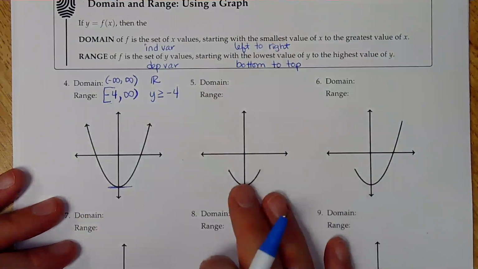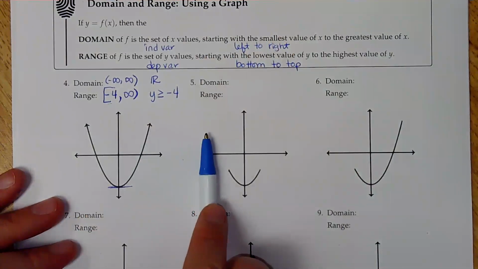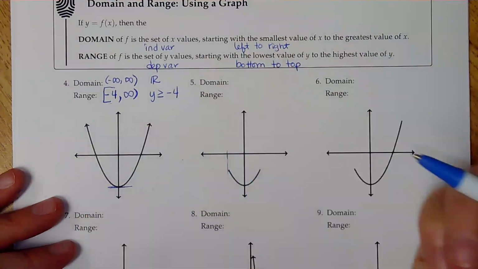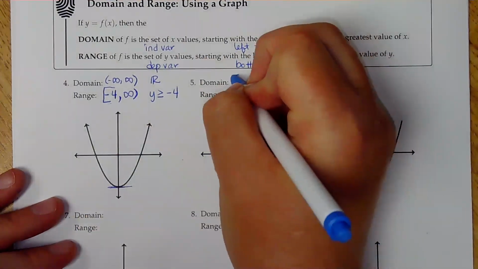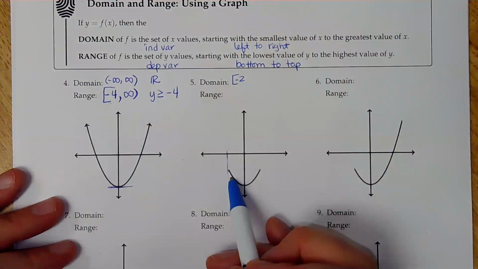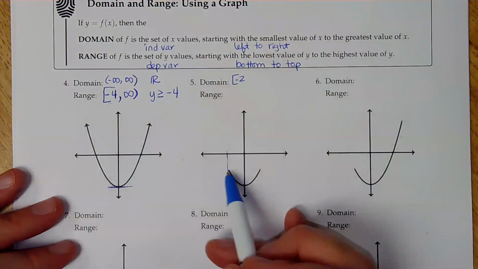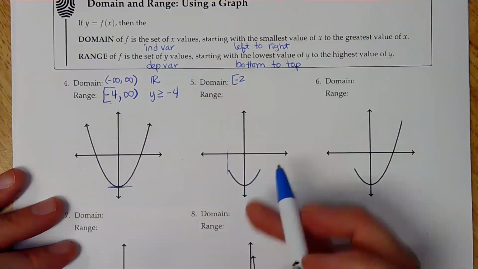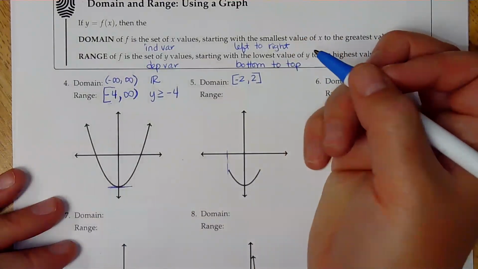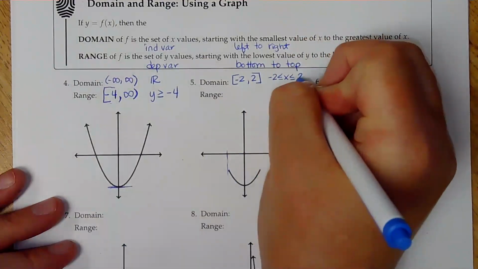All right, let's take a look at number 5. So the domain, if I start on the left, as I approach here, the first place I see my function pick up is here at x is -2. We are going to include that. And it goes, so I see -2, -1, 0, 1. So it's continuous. It's including all of those x values until I reach 2. So another way of writing that would be -2 less than or equal to x less than or equal to 2.